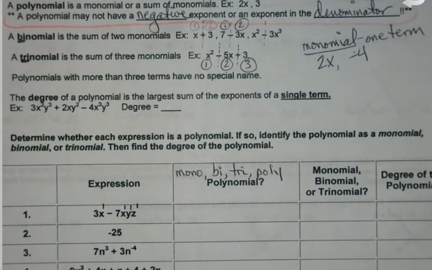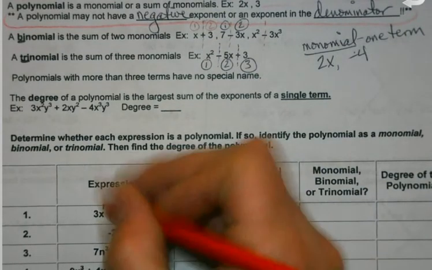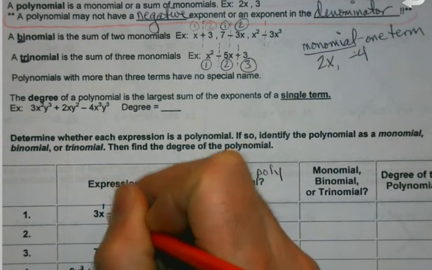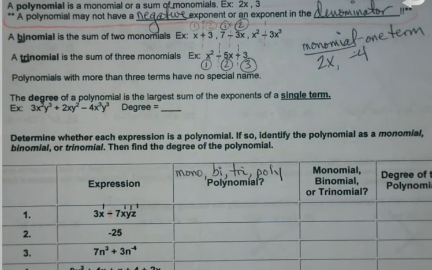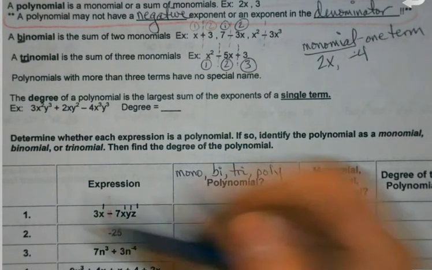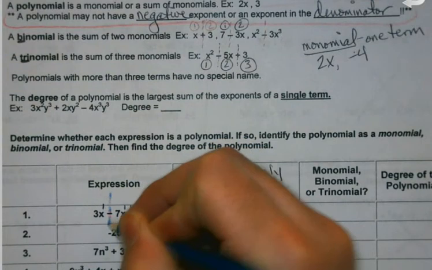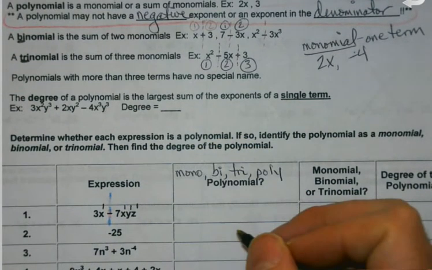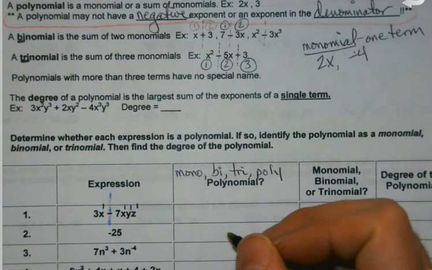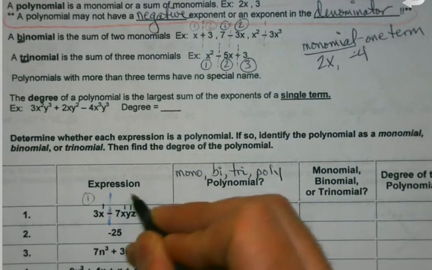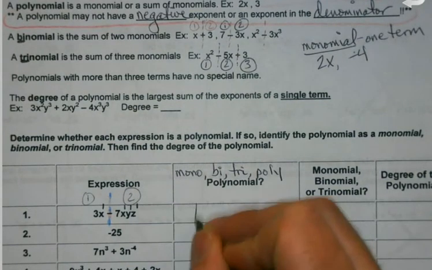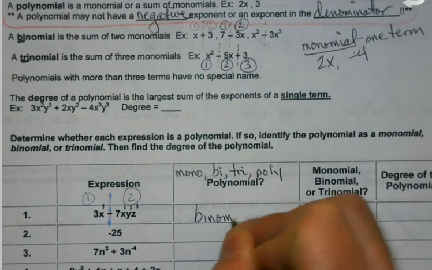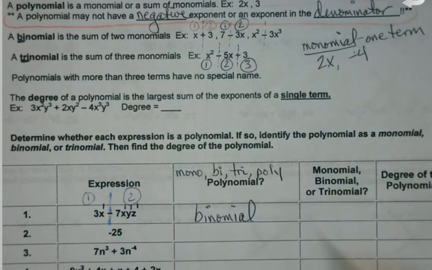How many terms do I have in number 1? 2. Because this minus that's here is like my wall of sorts. So I have 2 terms, and what do we call one of these with 2 terms? Binomial. Yep. Binomial, just like a bicycle. 2 wheels, 2 terms.